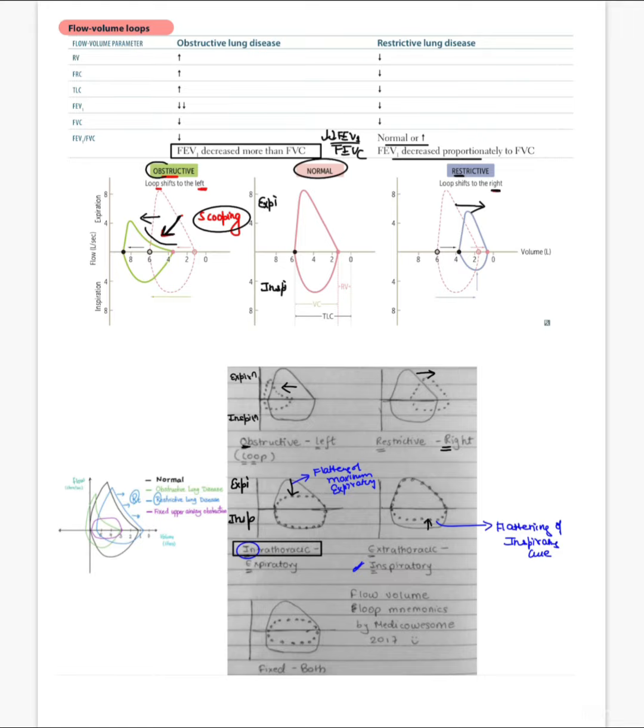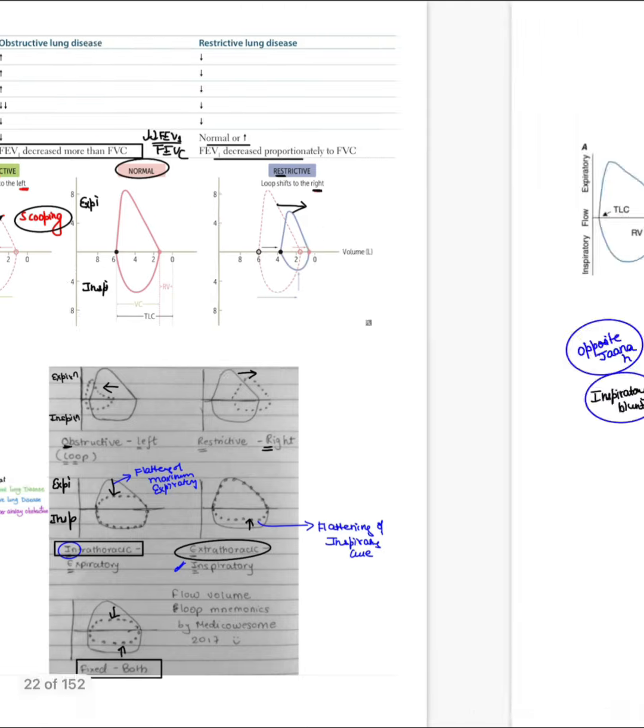Here you see what happens. Here the inspiration has gone down, guys. So that is an extrathoracic obstruction, guys. Here, see, both have come down, so this is a fixed graph.